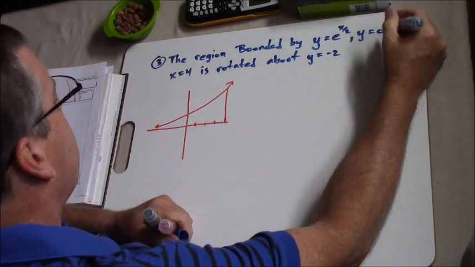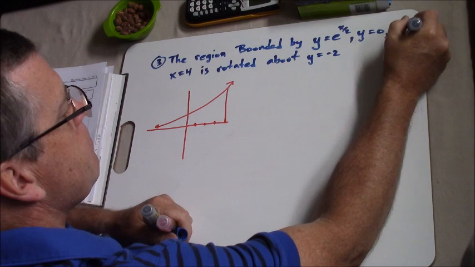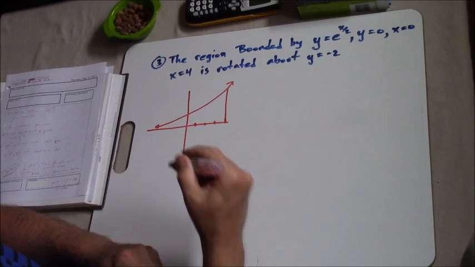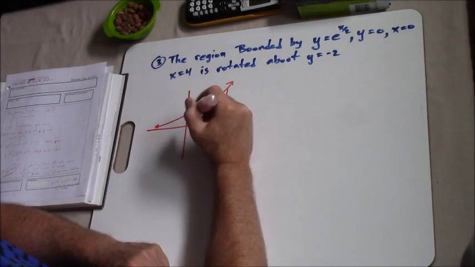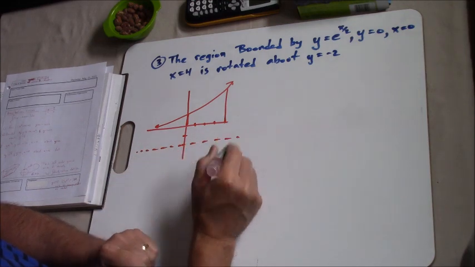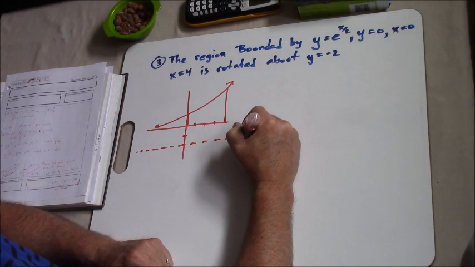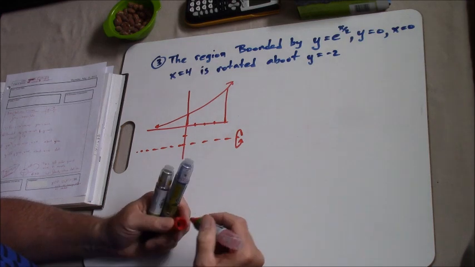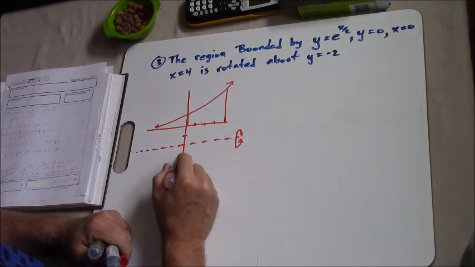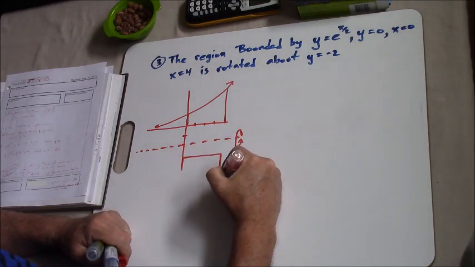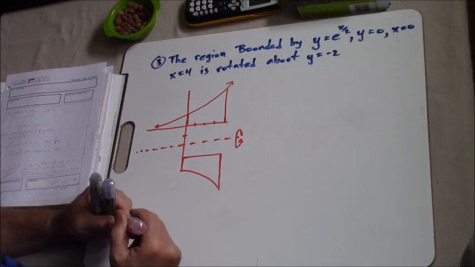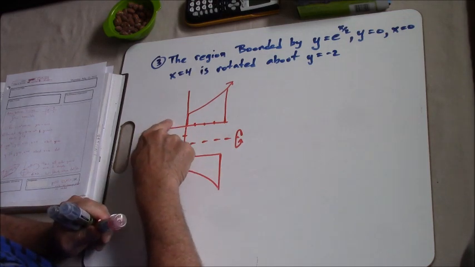Forgot to write something down. x equals 0 should have been in there as well, so we've got this boundary right here. And we're going to take that and rotate it about the line y equals -2. So what I'm going to get is a second piece like this, and kind of an upside down exponential curve. We don't really need this part right here.